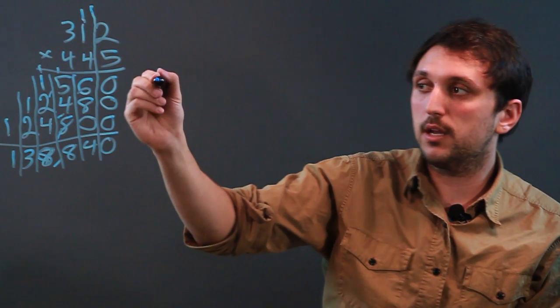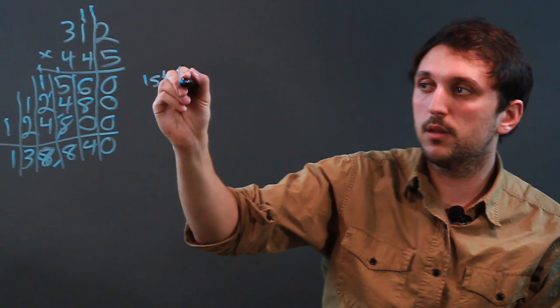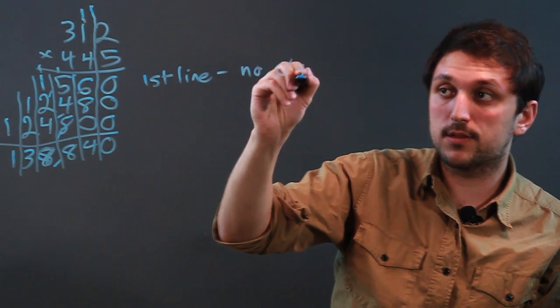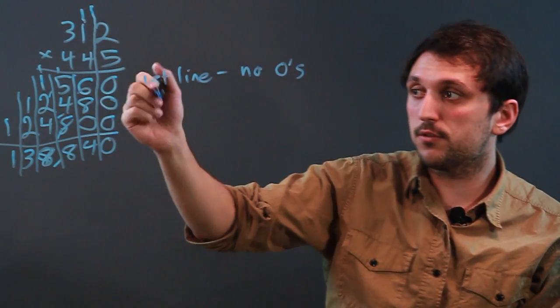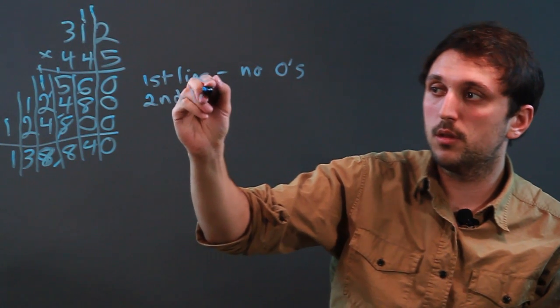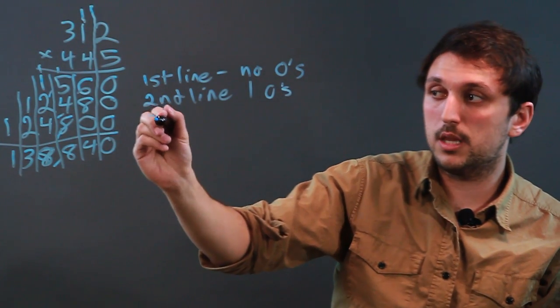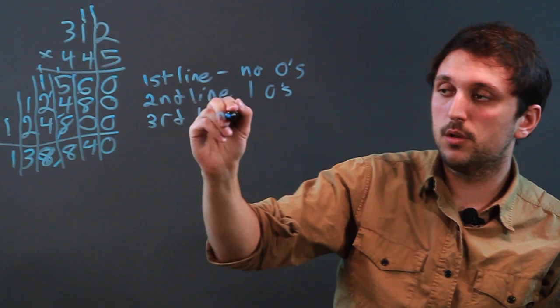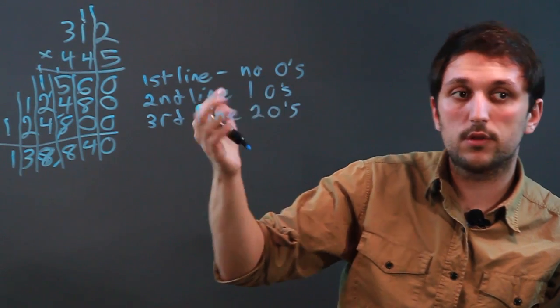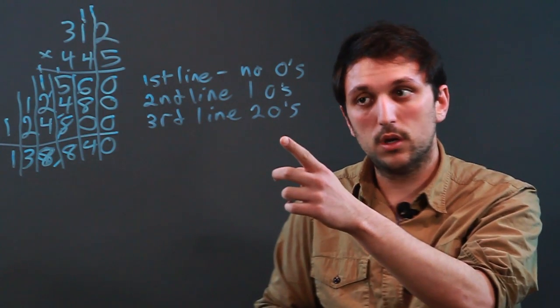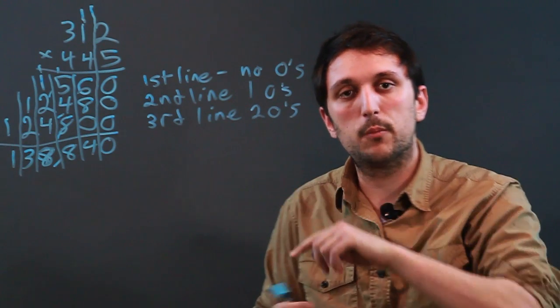So the way you check is, first line, no zeros. But again, in this case, we happen to have one. The second line, 1 zero. Third line, 2 zeros. And of course, the fourth line would be 3 zeros, and it's always 1 fewer zero than the number of lines.